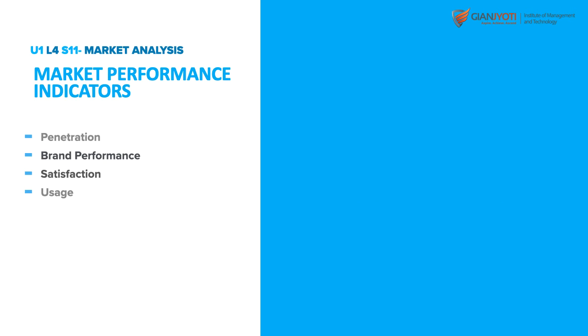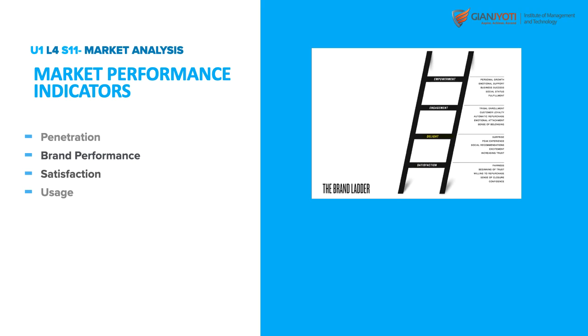Then we talk about brand performance and satisfaction. So when we talk about these two parameters, I need to understand the brand ladder. And if you recollect, you had seen this diagram before. So in the brand ladder, we move from satisfaction to delight to engagement to empowerment.